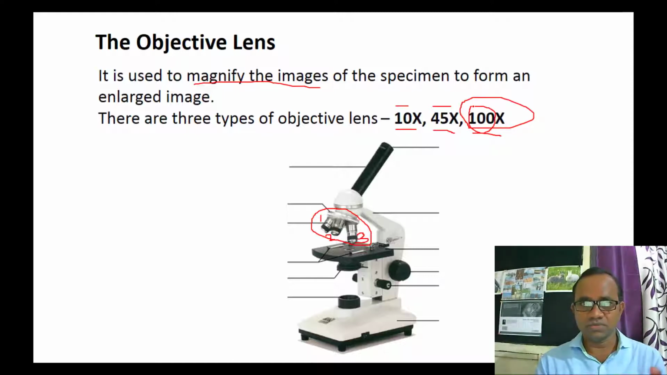What is the oil immersion objective? We will see that later. So what are 10 and 45? They are the multiplication numbers, which means they magnify the object 10 times or 45 times. So you have to remember there are three types of objective lenses: 10x, 45x and 100x.